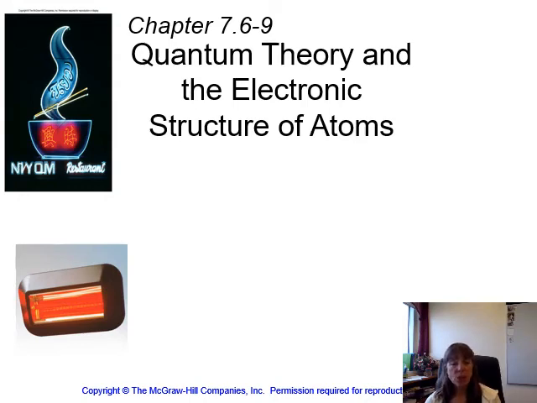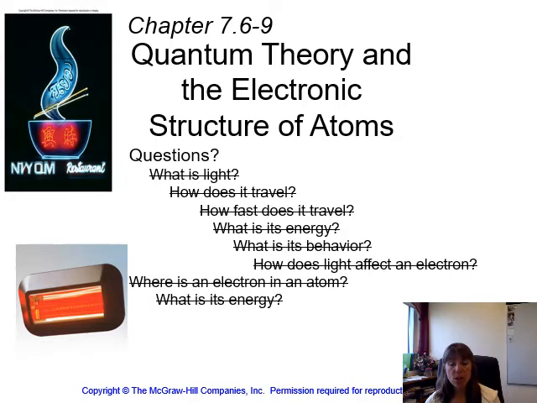Hey, you guys. Here's our last bit of Chapter 7, Sections 6 through 9 about quantum theory and the electronic structure of atoms. We've had a lot of questions. We had all of these questions that we focused on. What it is, how does it travel? We had lots of formulas that we used in order to describe this stuff.